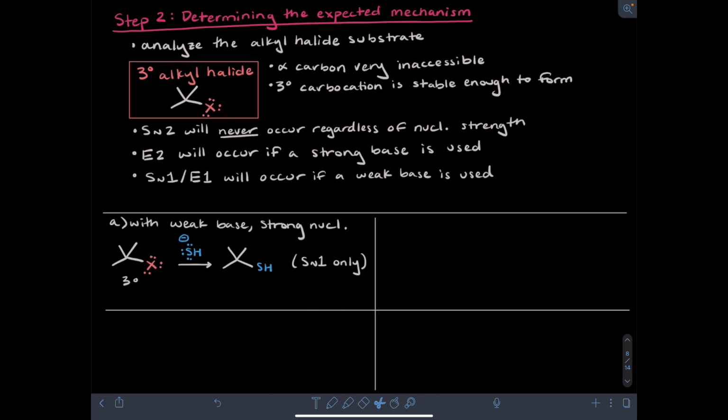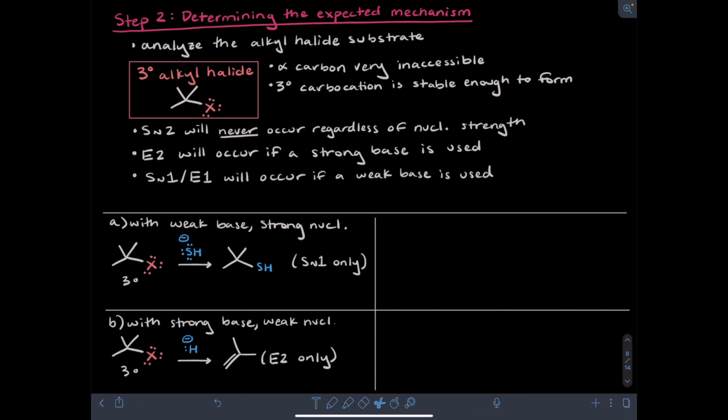Let's consider a tertiary alkyl halide being treated with a weak base and strong nucleophile, such as a sulfur anion. In this case, the substitution product would form, and it would form by the SN1 mechanism only. If instead you treated the tertiary alkyl halide with a reagent that is a strong base but a weak nucleophile, the elimination product would form exclusively, and this would form by the E2 mechanism.